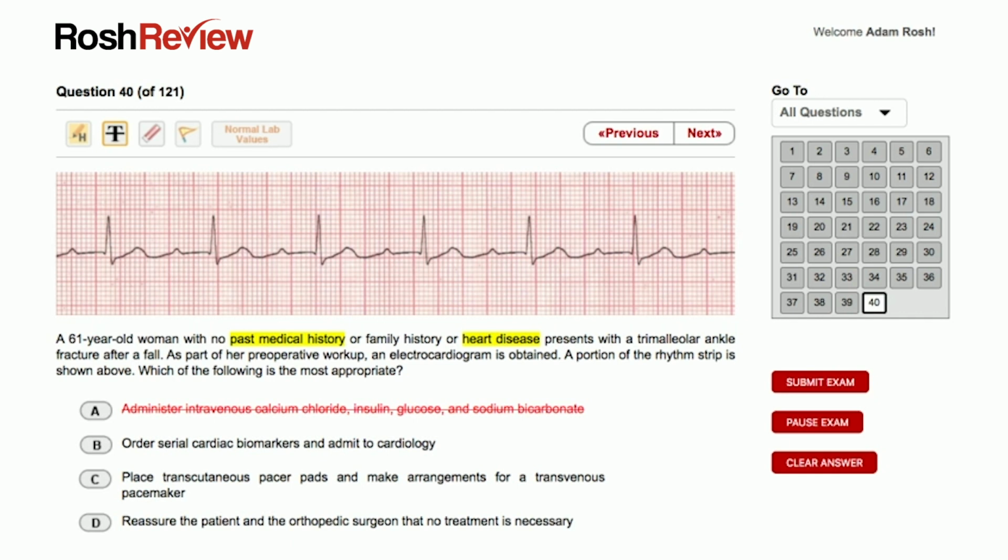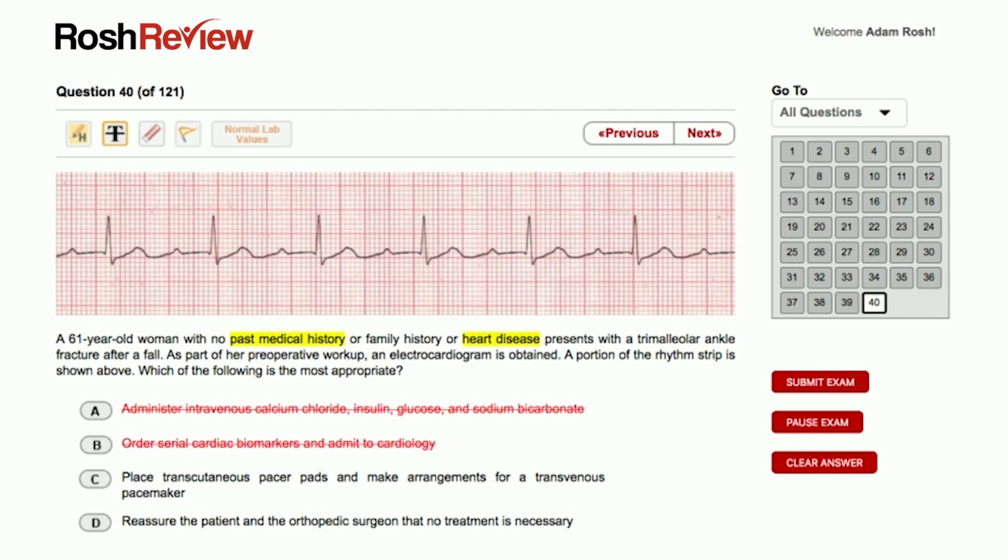You could get first degree heart block in young, healthy athletes. You could get it from some medications such as beta blockers. You could get it in individuals who just have a little more vagal tone than normal. So as long as the patient is asymptomatic, not complaining of chest pain, there's no need to order serial cardiac biomarkers and admit to cardiology. So let's cross that out.